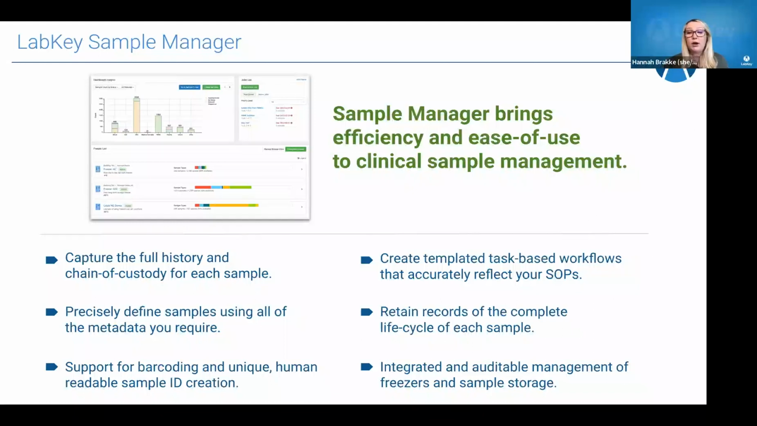As well as making sure that you can retain the records of the sample even after it's left the lab, and maybe that's left the lab as in being shipped out, or left the lab as it's been consumed or discarded. Instead of having to traipse through an audit log, we allow for that record retention and pull up very quickly. And then, of course, having that integrated and auditable management of freezers and sample storage. So we're tracking all of the things that are happening with your sample, including that storage management component.